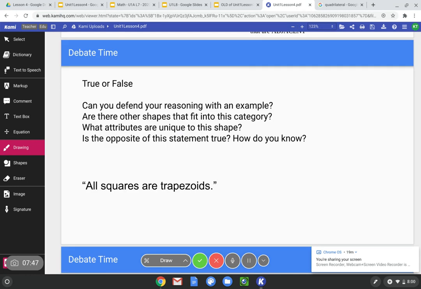All squares are trapezoids. True or false? Take as long as you need, pause the video, and do this one on your own. And when you unpause the video, check to see if your answer is correct and if you have valid evidence, if your evidence is convincing.